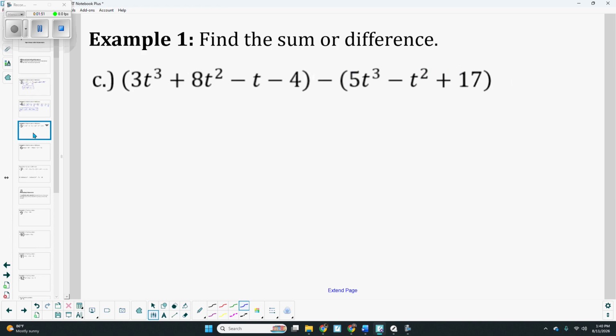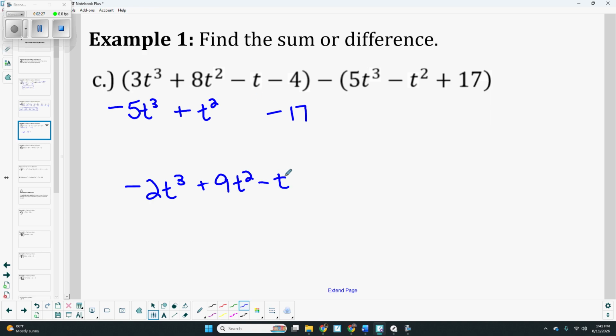For C, now we have subtraction. Because everything here is going to have to change sign, it makes sense to either rewrite it underneath it and then cross this out, or rewrite it lining it up, and then we'll cross this out. So minus 5t cubed would be minus 5t cubed, minus negative t squared would be plus t squared, and minus 17 minus 17. So now negative 2t cubed plus 9t squared, bring down our minus t, minus 21.